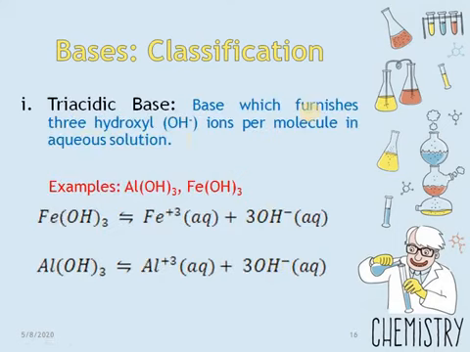Now what is a triacidic base? A base which furnishes three hydroxyl ions per molecule in aqueous solution is called a triacidic base. From the formula itself you can identify. Here the metals are trivalent, so three hydroxyl groups. Examples are aluminium hydroxide, ferric hydroxide.